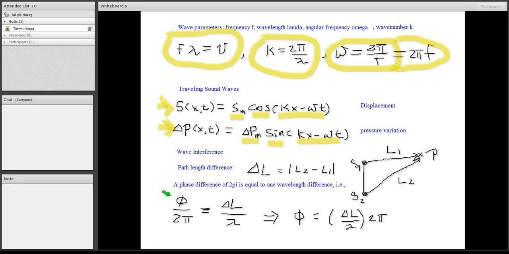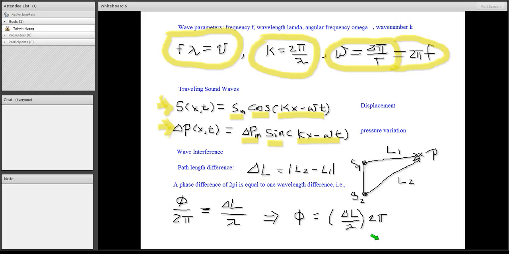If this is in degrees, then in the denominator the 2 pi will be replaced by 360 degrees. So the phase difference divided by 2 pi is equal to the path length difference divided by one wavelength. In other words, if delta L is equal to one wavelength or an integer multiple of one wavelength, then the phase difference is equal to an integer multiple of 2 pi. If you rearrange this equation, you'll find that the phase angle is equal to delta L, the path length difference, divided by one wavelength and multiplied by 2 pi.